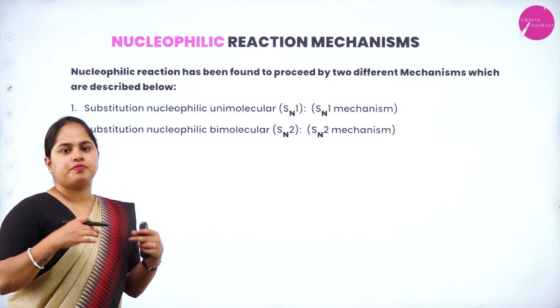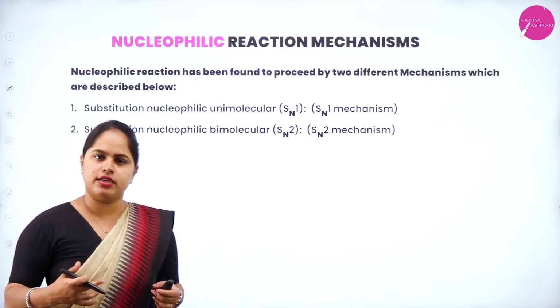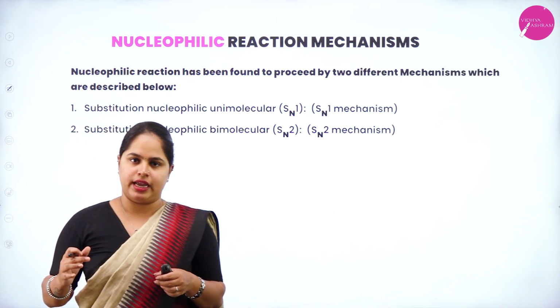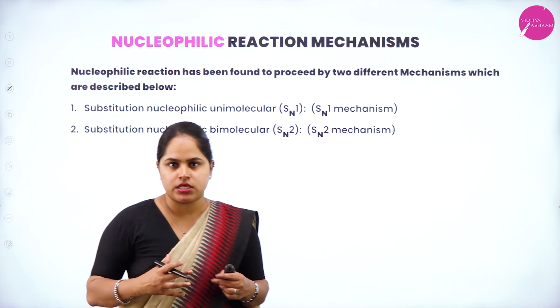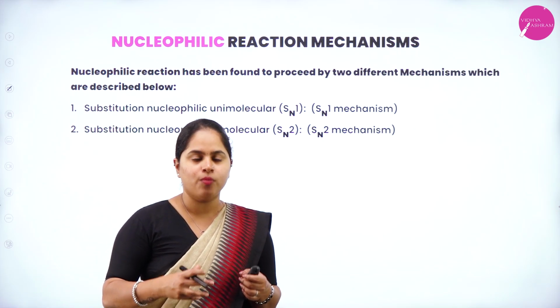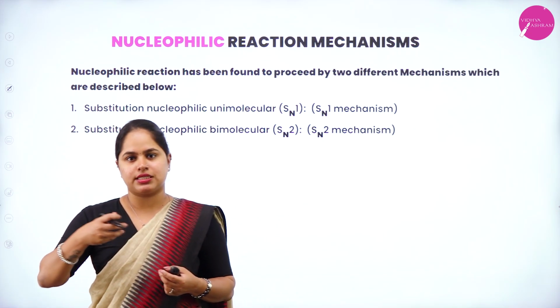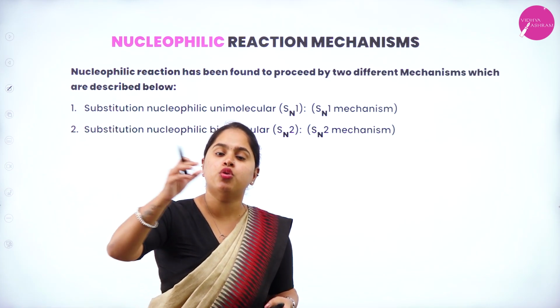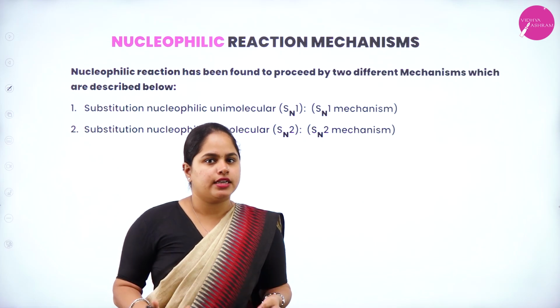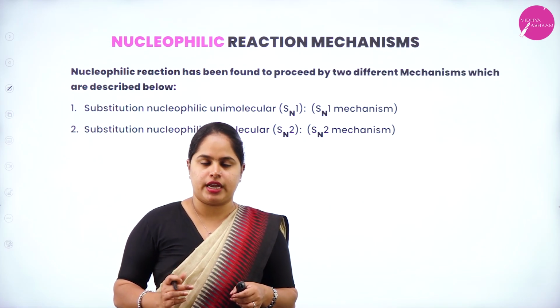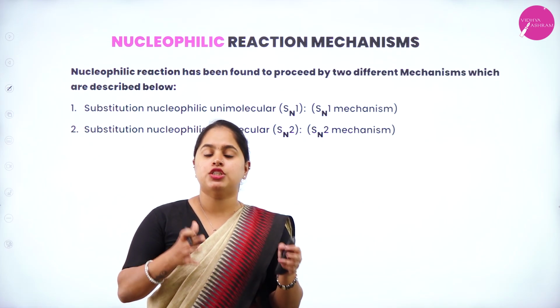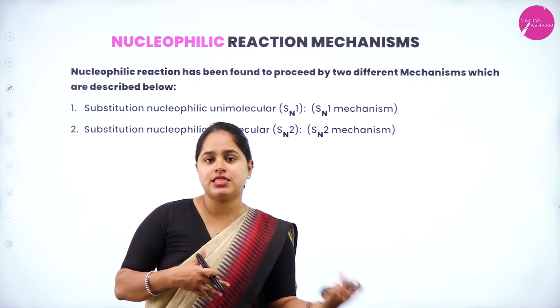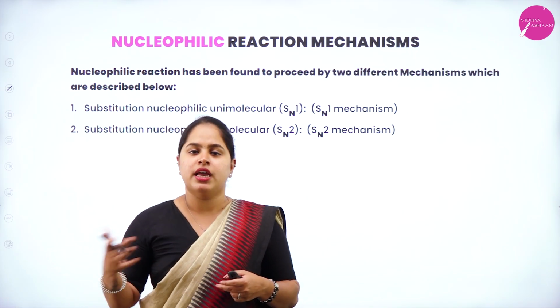As I said, we have already discussed what is nucleophilic substitution reaction. Which chapter are we studying? Haloalkanes and haloarenes. So, what did we discuss? Halogen atom will be replaced and in place of halogen atom, a nucleophile will be substituted. That is called nucleophilic substitution reaction. This can happen in two different ways. One is SN1 mechanism and another one is SN2.